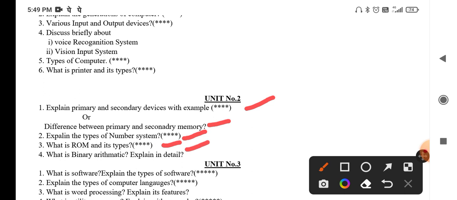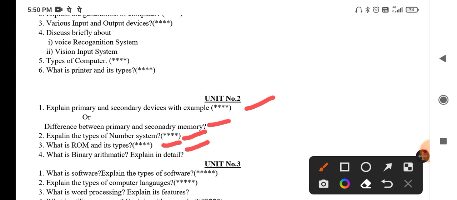Next, what is binary arithmetic, and explain in detail. What is the meaning of binary? You already know binary numbers. The computer's understanding language is binary. Whatever instructions and whatever input we give to the computer should be in the form of binary. Zeros and ones are nothing but binary.